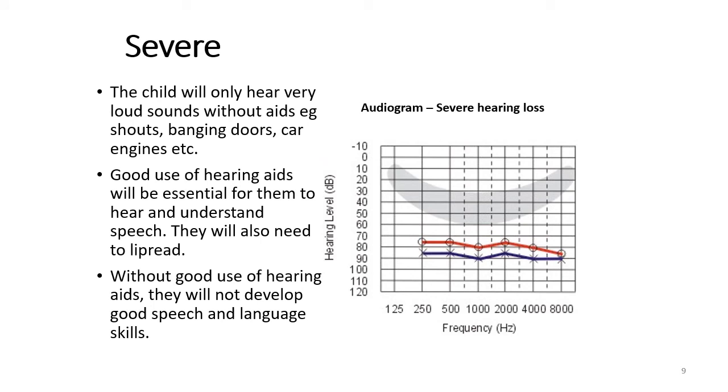Children with a severe hearing loss will not hear any normal speech sounds without their hearing aids, although they will hear some very loud environmental sounds, such as someone shouting, doors banging, car engines, and so on. Good use of hearing aids will be essential for them to access speech and learn to understand it. Even with hearing aids, they will need to lip read too. If they don't wear their hearing aids, they will not develop good speech and language skills, and even if they do, they may be slower to develop spoken language than children with normal hearing levels.